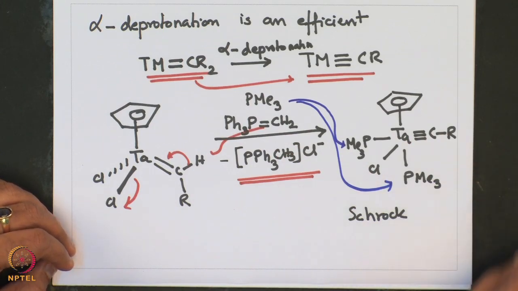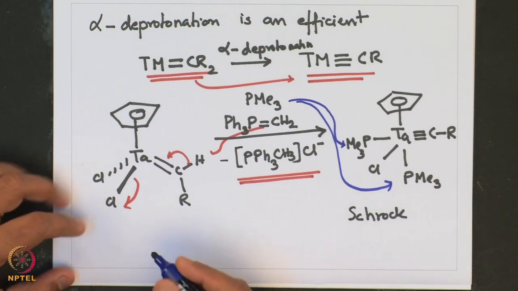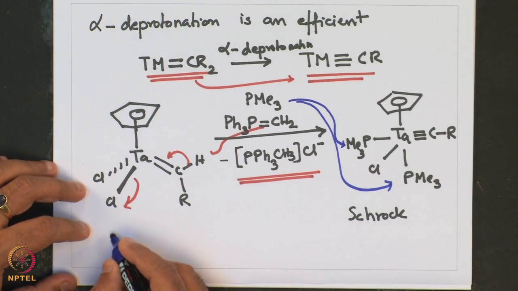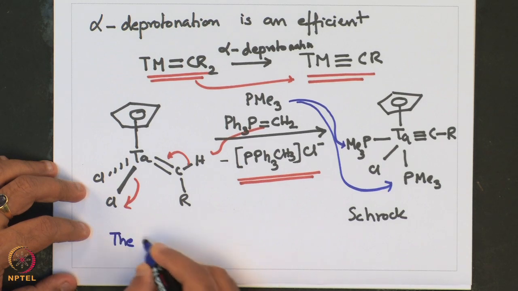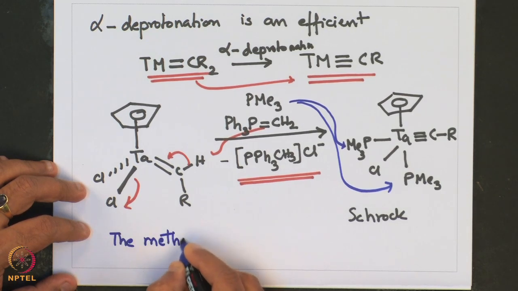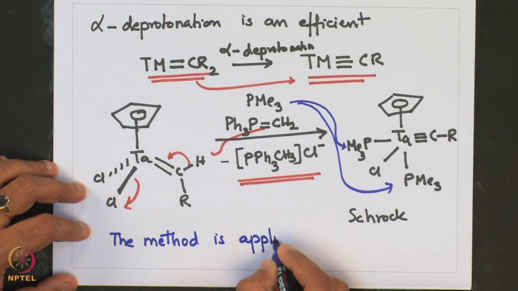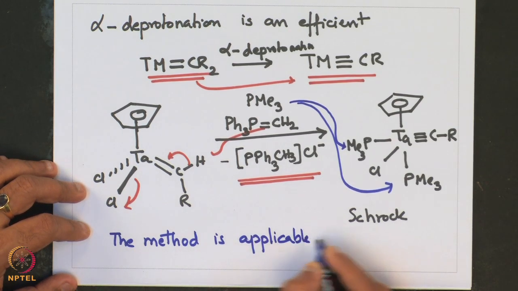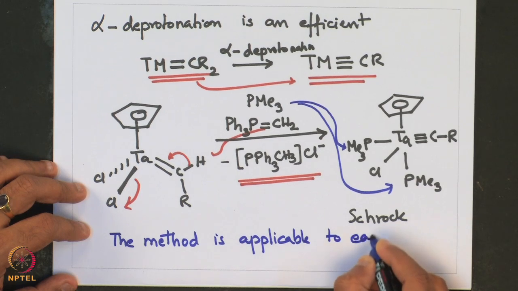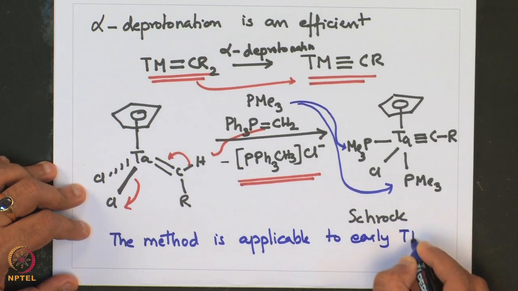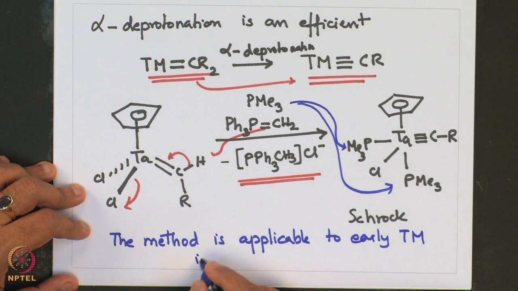So, this method is applicable to early transition metals in high oxidation state.